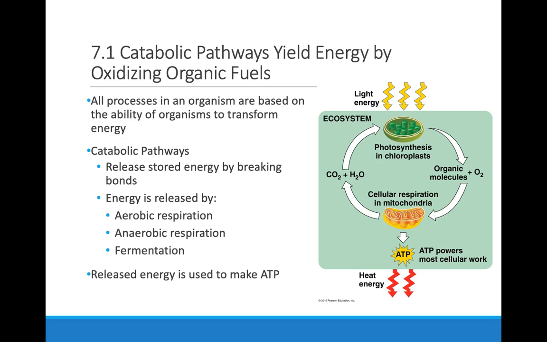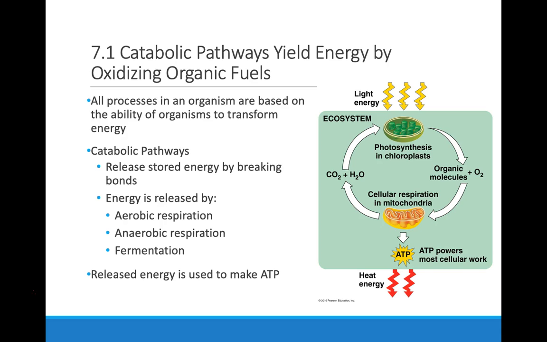That glucose is then transferred into the mitochondria in either the plant that has performed the photosynthesis, or into the mitochondria of a consumer who has eaten the plant, or a secondary consumer who's eaten a primary consumer. In any case, the biological molecules are taken into the mitochondria, broken down, and energy is produced.